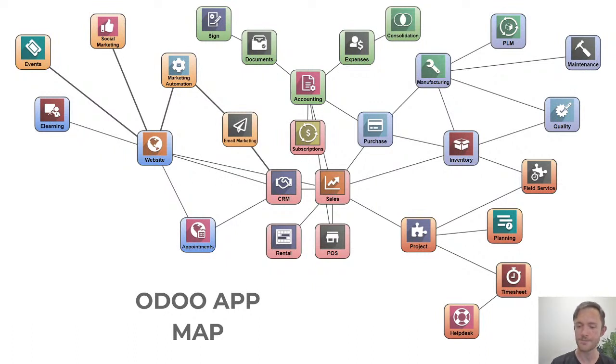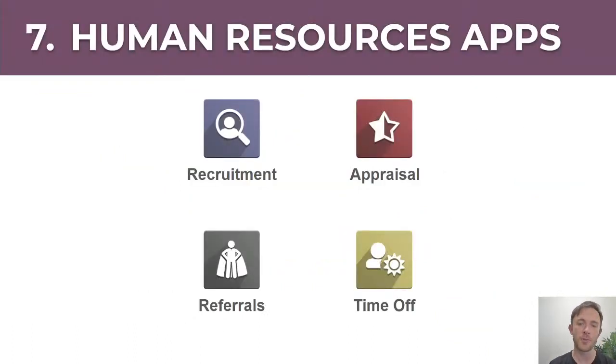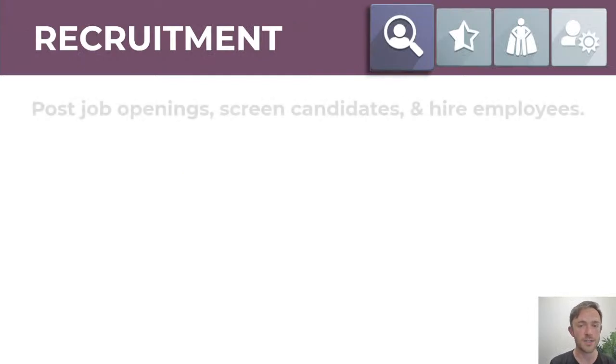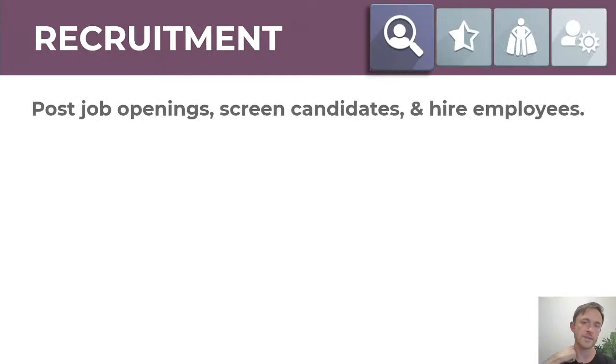All right. We have 4 main apps in the HR suite. We got recruitment, appraisal, referrals, and time off. And these apps, they're for taking care of your own employees. After all, employees are resources, but they're also human beings. And HR, it starts with recruitment because employees have to come from somewhere. It's for posting, screening, and hiring.